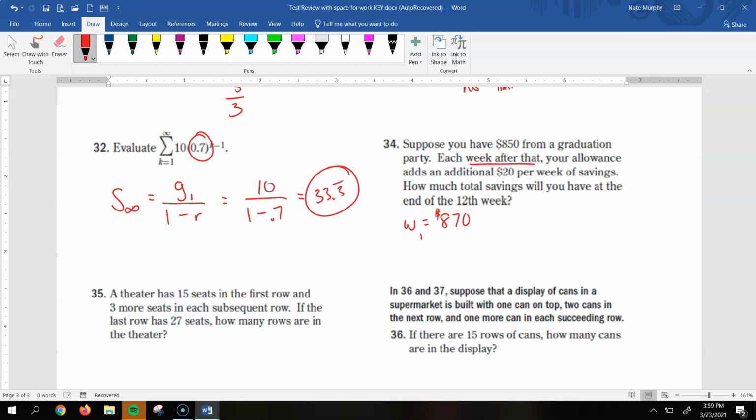And so what we would do to find how much there would be at the end of the 12th week, so we could say W sub 12, we would take our constant difference, which is $20, what's adding each week, and then week 12 is what we're trying to find, and then our first week we had $870. So when you do this on your calculator, you end up getting $1,090 as your answer. So that is the correct answer. If you got 1,070, it's because instead of using how much they had after the first week, you used how much they had after graduation.